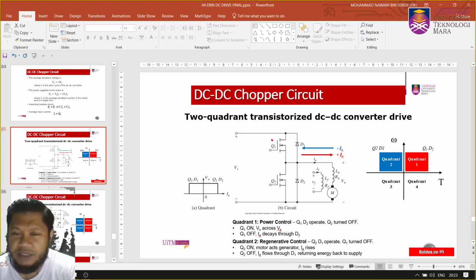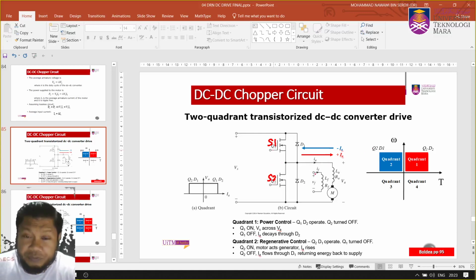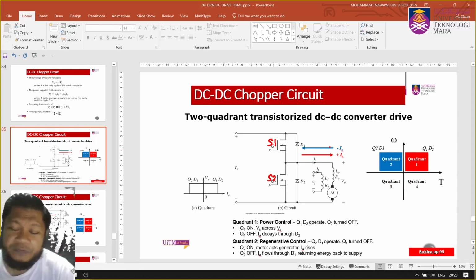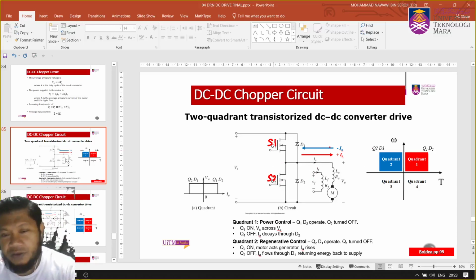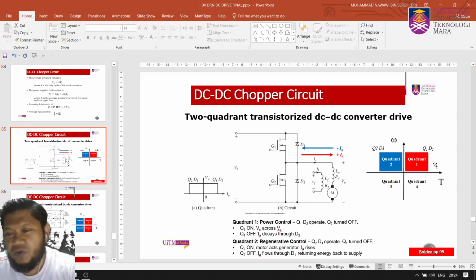Sometimes labeled as Q or S1, S2, so you don't get confused with the quadrant Q1, Q2, right? So the S1 and S2. So here you need to consider a few conditions so that you can work with the quadrant 1 and quadrant 2.